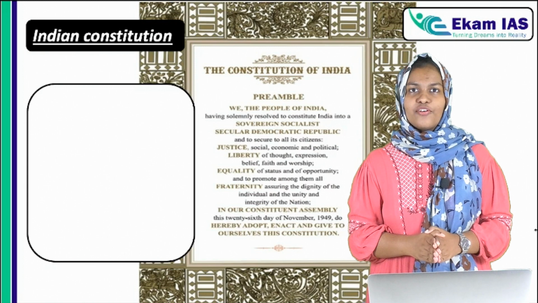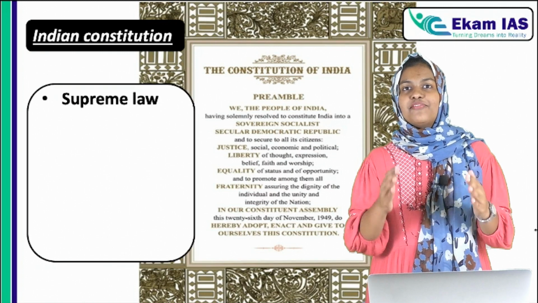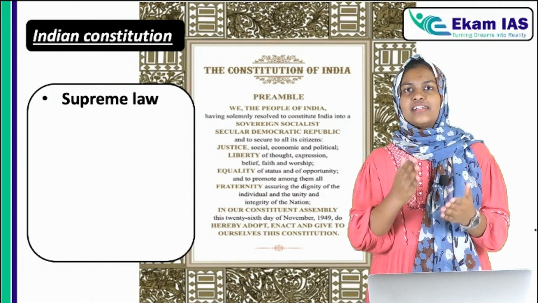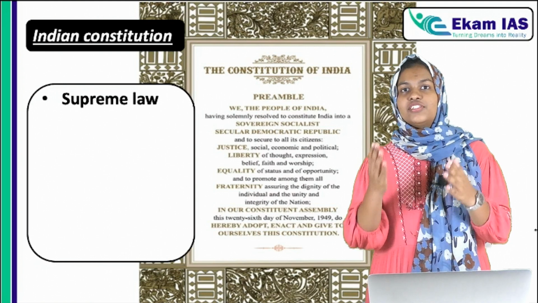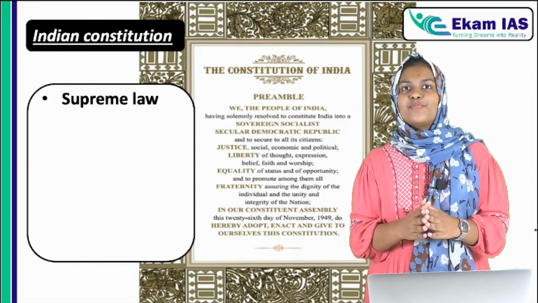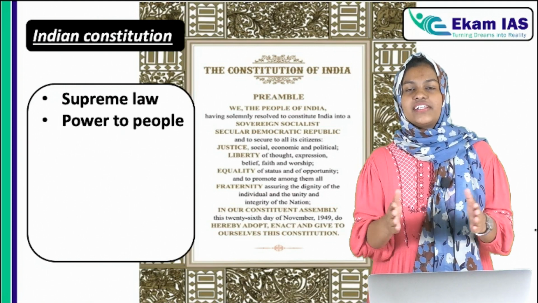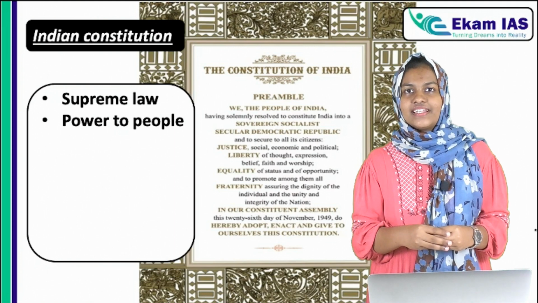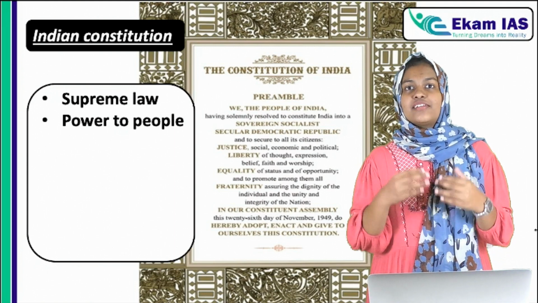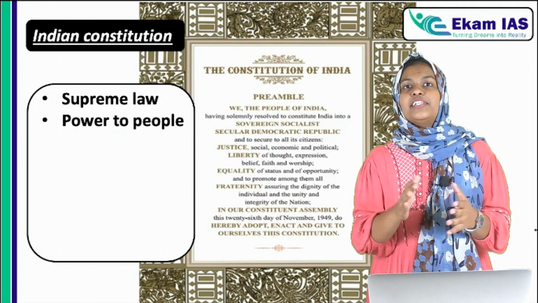The Constitution of India is the supreme law of the land, which means that everything is below the Constitution. All the authority that we have, that is the government, the legislature or the judiciary, everything falls under the Constitution. All these bodies derive their power from the Constitution. And the preamble, the introduction to the Constitution, as you can see on the screen, gives the power or the authority to the people. That means the Constitution empowers the people of India, the ultimate authority.